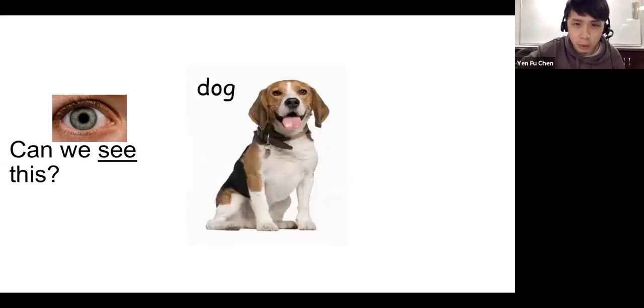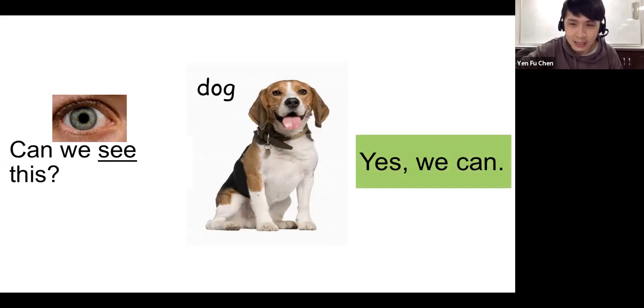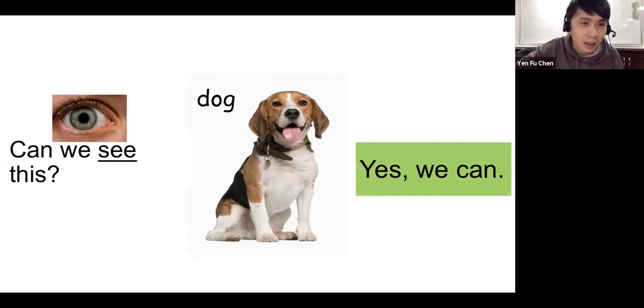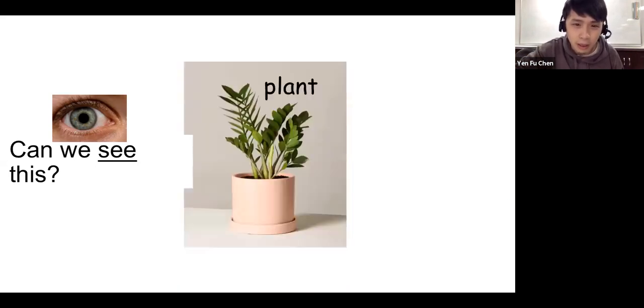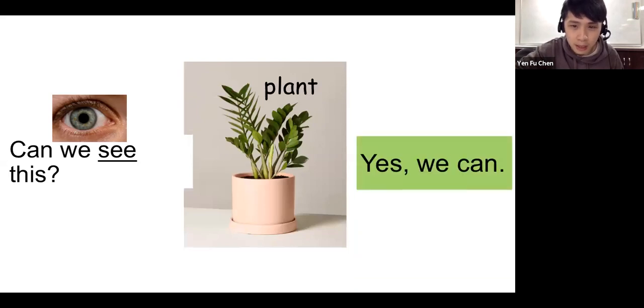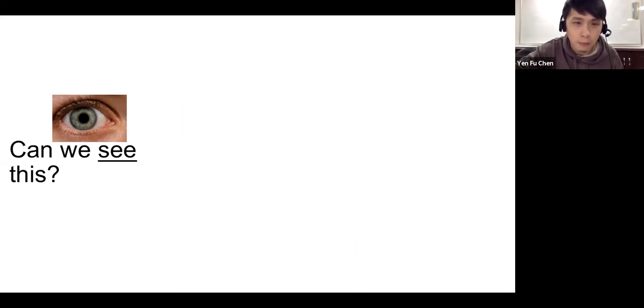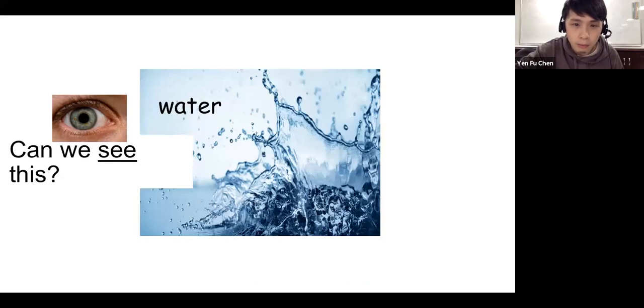I first tried a dog. They all know dog, so when I asked, "Can we see this?" they answered yes, they can see a dog. And then, can we see this? This is a plant, so also yes, we can. And water: I put water in here because water is kind of transparent. I want them to know that although water is transparent, we still can see water.